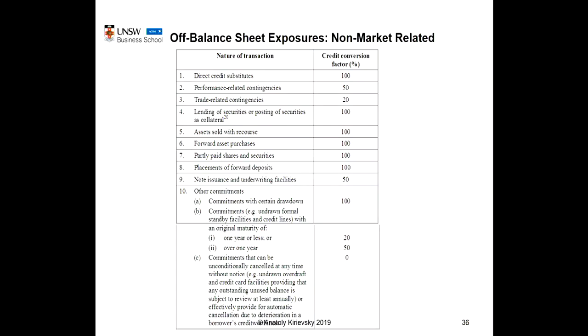And if you have a commitment that can be unconditionally canceled at any time without notice, or effectively provides an automatic cancellation if there's a deterioration of the borrower's profile, then the conversion factor is 0. Right? So these are the conversion factors.